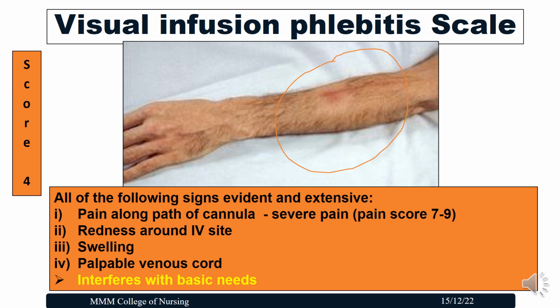Score 4: all of the following signs are evident and extensive. The patient will have pain along the path of the cannula, that is severe pain, with a pain score of 7 to 9, redness around the IV site, swelling, and a palpable venous cord. This will interfere with the basic needs of the patient. The patient is unable to do the activities of daily living.